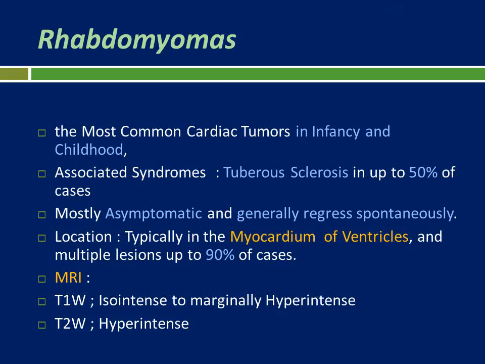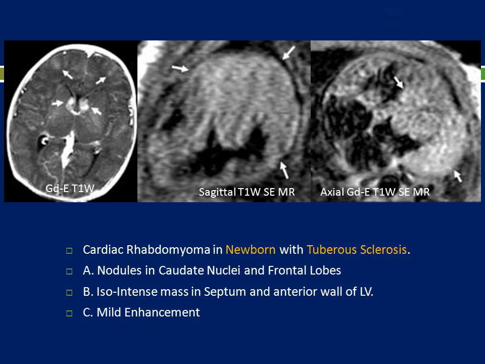Rhabdomyomas, the most common cardiac tumors in infancy and childhood. Associated syndromes, tuberous sclerosis in up to 50% of cases. Mostly asymptomatic and generally regress spontaneously. Location, typically in the myocardium of ventricles, and multiple lesions in up to 90% of cases. MRI. T1W, isointense to marginally hyperintense. T2W, hyperintense. Cardiac rhabdomyoma in newborn with tuberous sclerosis.